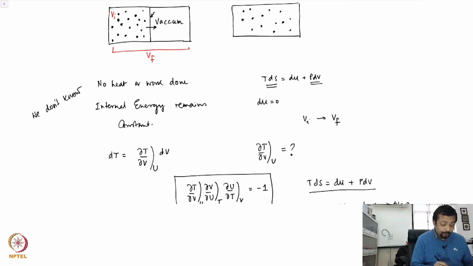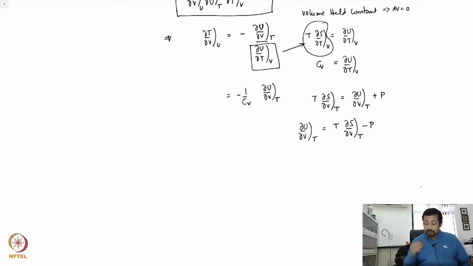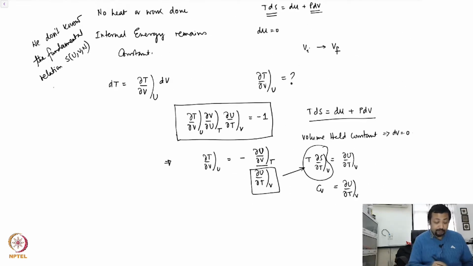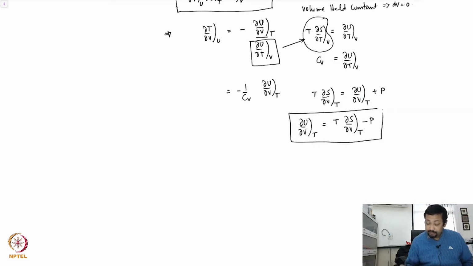the fundamental relation, which essentially means that S is a function of U, V, N. So we are handicapped in that respect, and we have to figure out this derivative by manipulating this derivative over here. So finally we have (∂U/∂V) as this. Now I have to figure out what is (∂S/∂V) with T held constant.